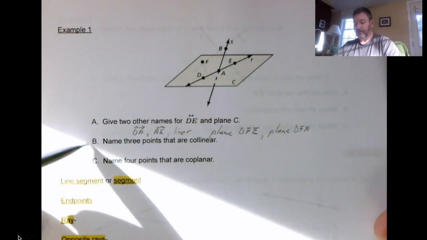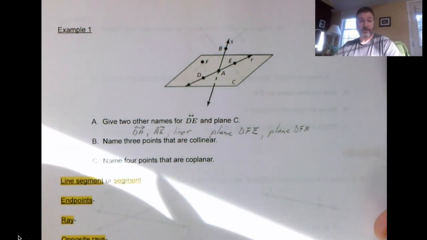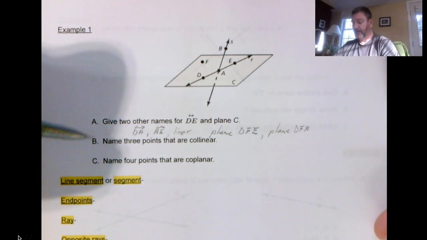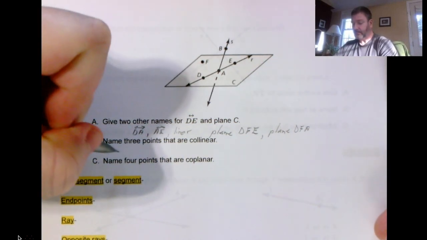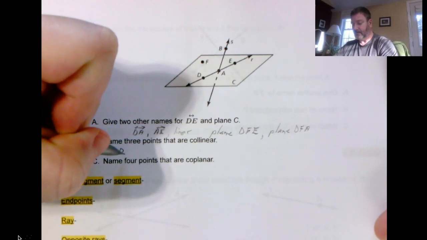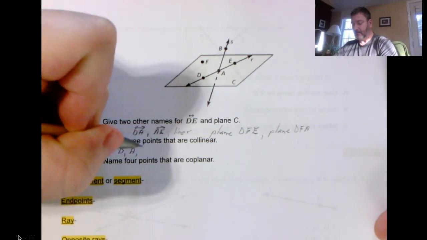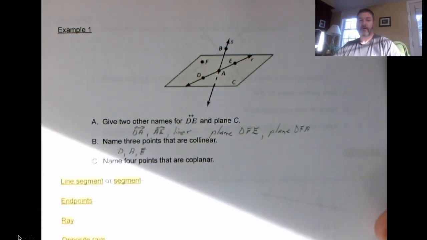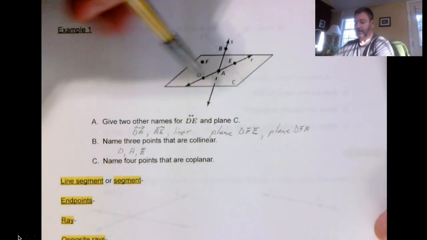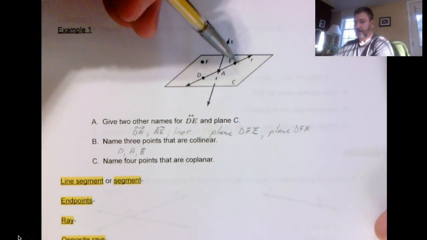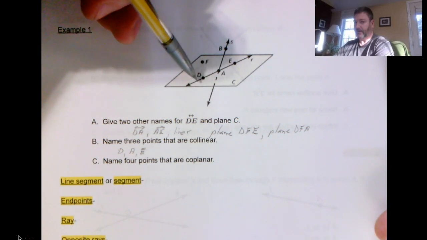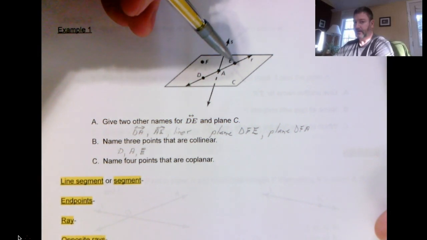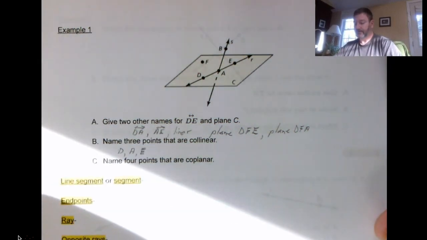All right, part B. Name 3 points that are collinear. So we have one choice here. We have points D, A, and E. Those 3 points are lining up on line R. They are collinear. And there's our answer for part B.